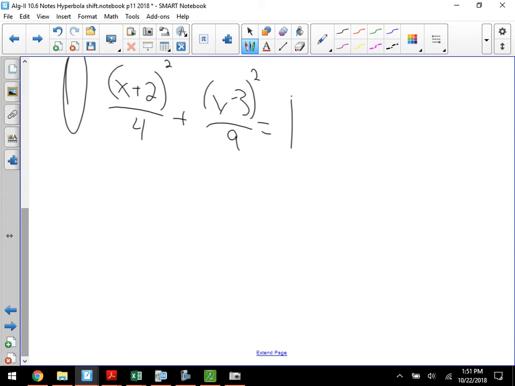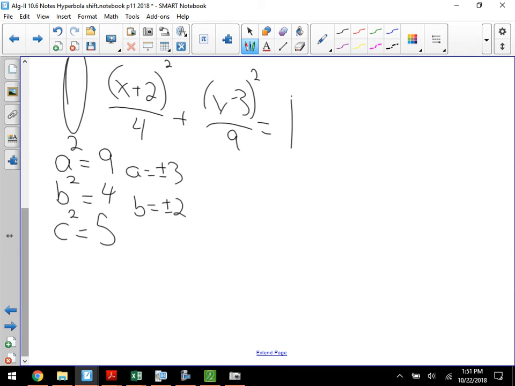So, what's your a squared value, guys? 9. B squared is... what's your c squared value? 5. So a plus or minus 3, b plus or minus 2, c plus or minus square root 5. Okay. From there, we start plotting. Where was your center at? -2 and 3. Good. This one should be pretty quick.